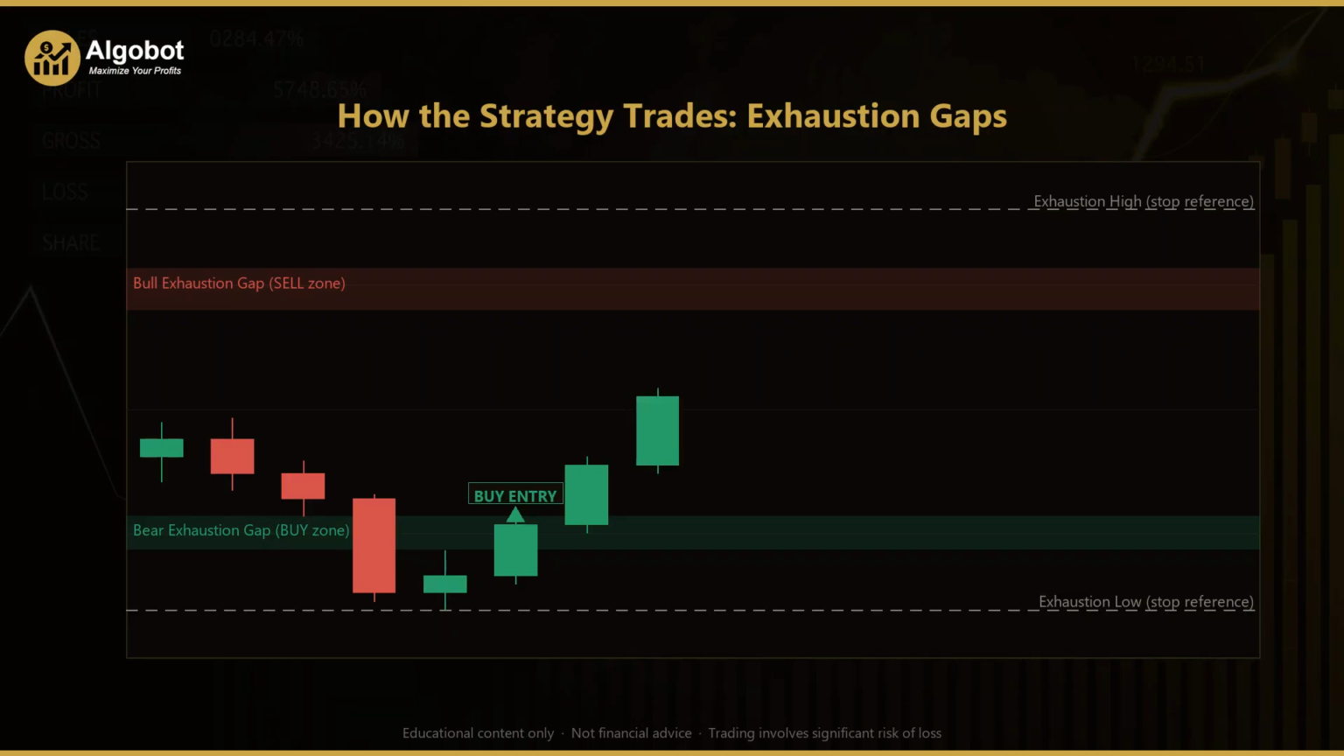It does not enter yet. A couple of candles later, a bullish candle closes back up inside the gap, past the fill level. That's the confirmation, and the buy entry appears. The stop rests just below the exhaustion low, marked by the lower dashed line. From there, price recovers and climbs steadily until it reaches the take profit, a fixed multiple of the risk above the entry.